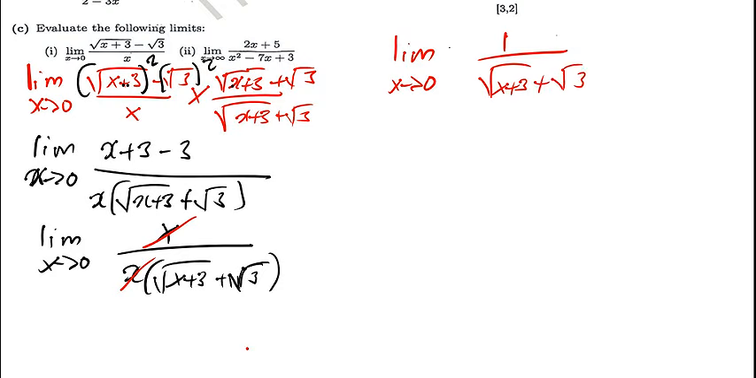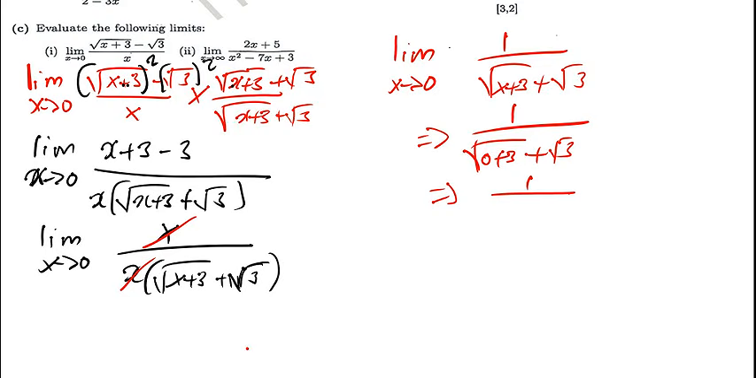At this point, if I plug in 0, I'm not going to get undefined. So I'll say equal to; you only stop writing the limit when you want to plug in the value. So 1 divided by root of 0 plus 3 plus root of 3, which is root of 3 plus root of 3. That is 1 over 2 root of 3. That's the answer. This question had about 4 marks.